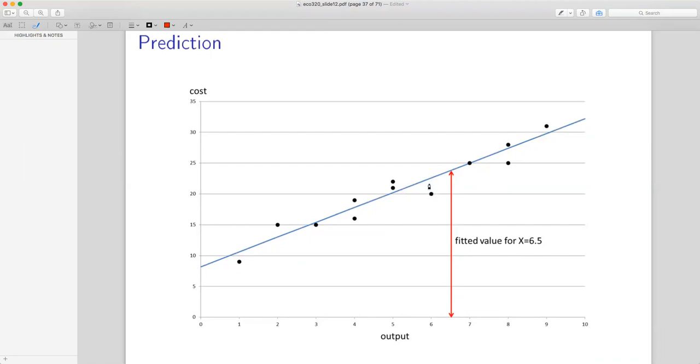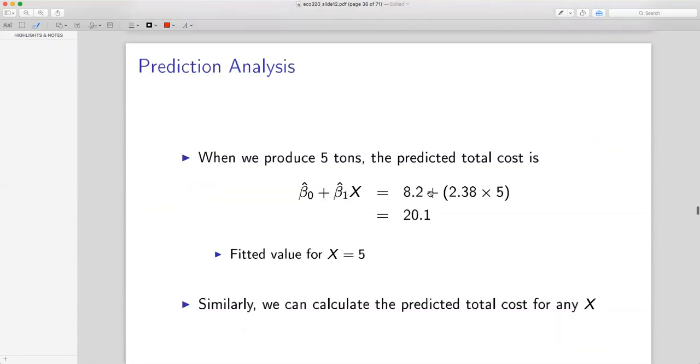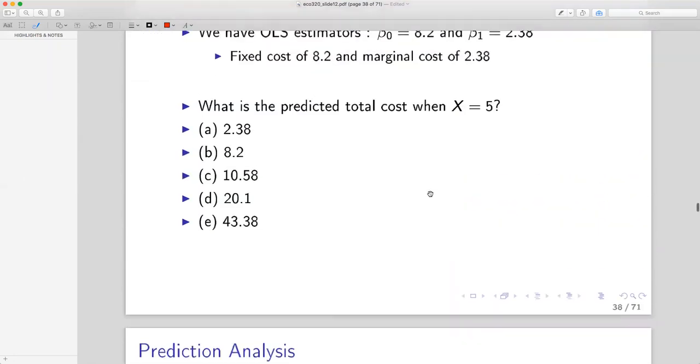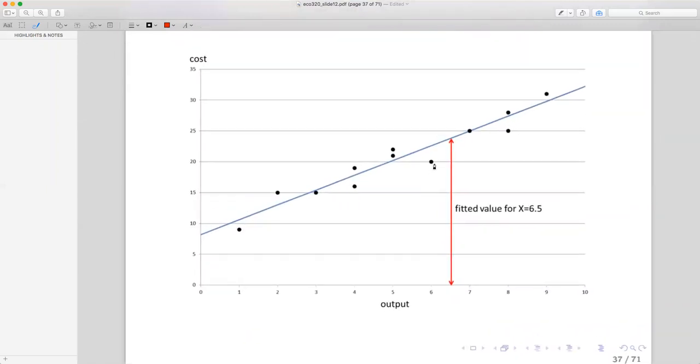So on the other hand, is it y hat minus y, or y minus y hat? Actually, the y here is the actual value, right? Y minus y hat would be your error term. So the residual is y minus y hat.